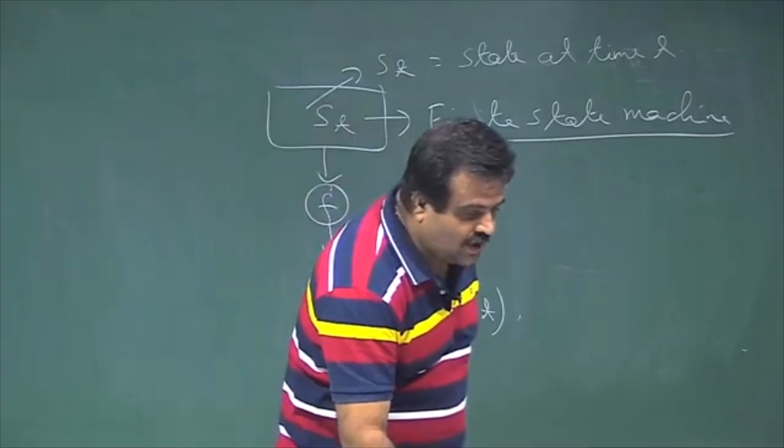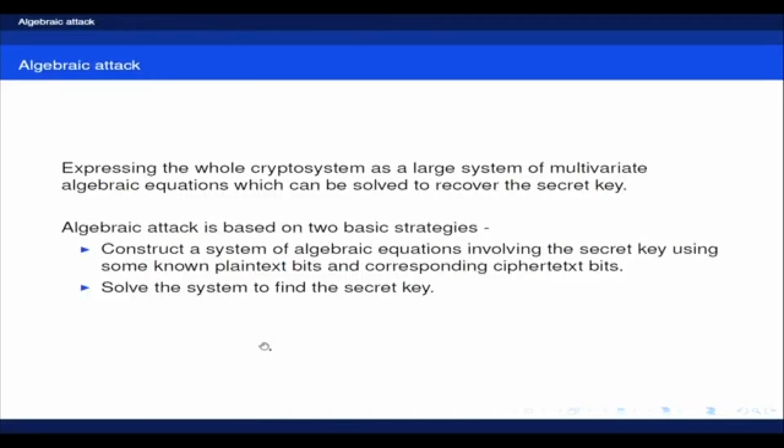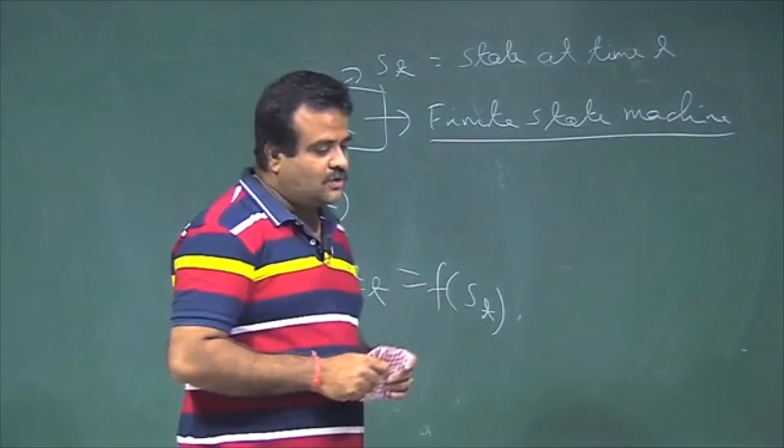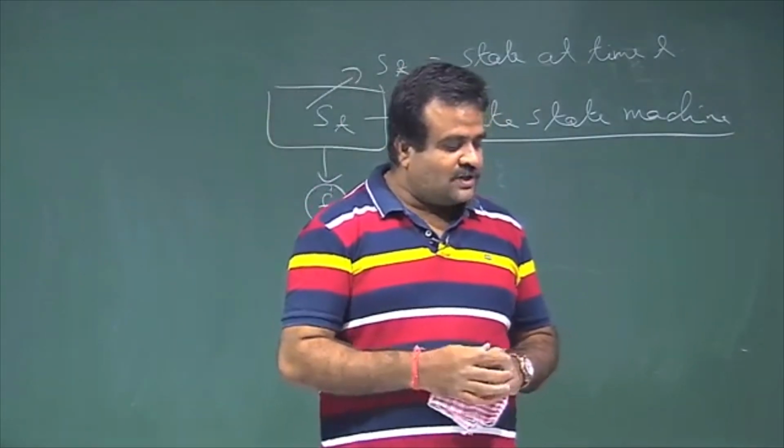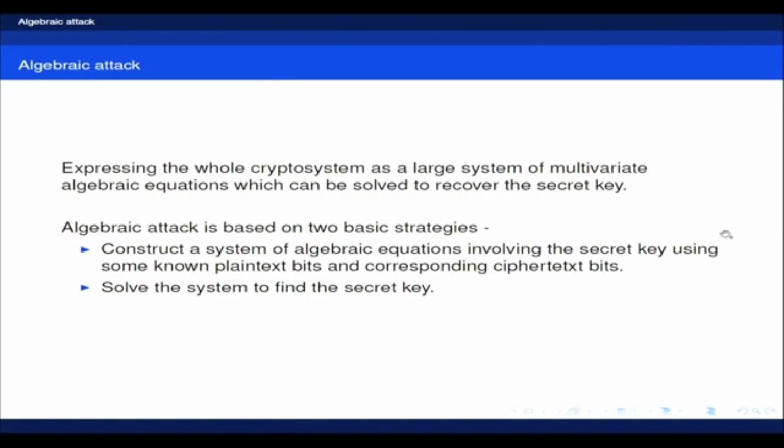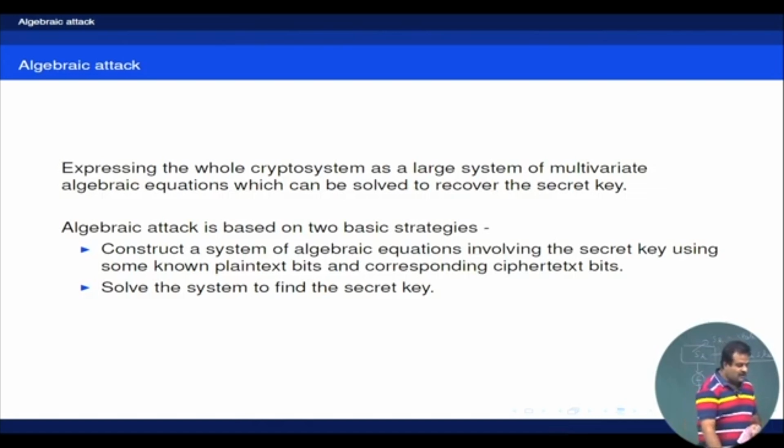Then for algebraic attack, what do we need to do? We need to write this zt, in terms of f, as algebraic equations. So we express the whole cryptosystem as a large system of multivariate algebraic equations which can be solved to recover the secret key. Algebraic attack is based on two basic strategies. We construct a system of algebraic equations involving the secret key using some known plaintext and ciphertext, because this is a known plaintext attack. We know some plaintext bits and ciphertext bits.